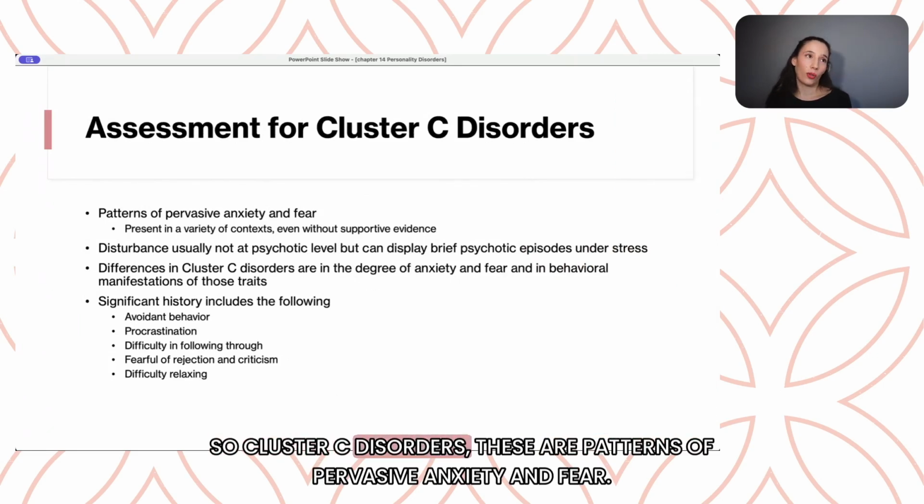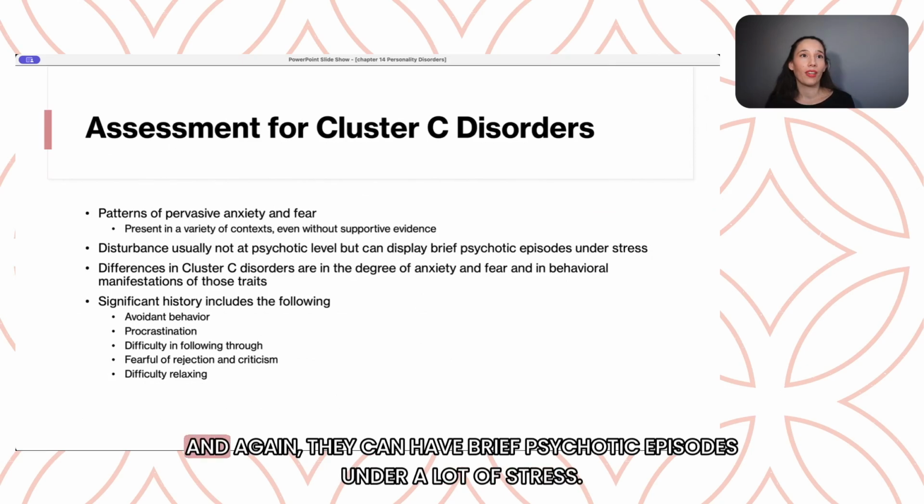So cluster C disorders, these are patterns of pervasive anxiety and fear. And again, they can have brief psychotic episodes under a lot of stress.